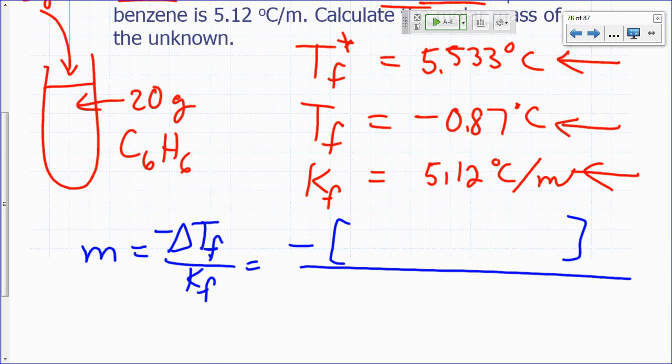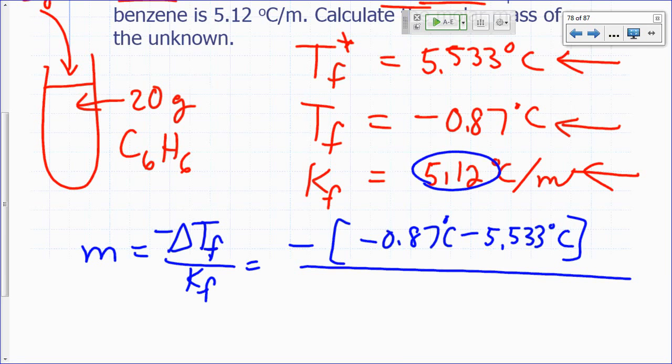What's the freezing point of our mixture? Negative 0.87 degrees Celsius. What's the freezing point of our pure liquid? 5.533 degrees Celsius. Okay. What's our Kf for benzene? 5.12. Okay. Don't use 1.86 here. When do you use 1.86?